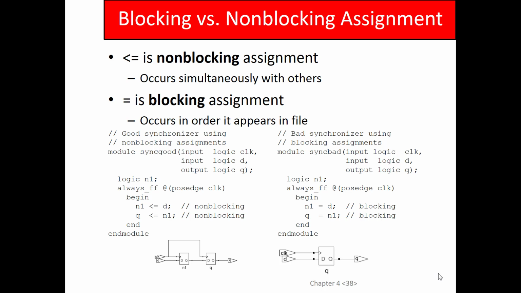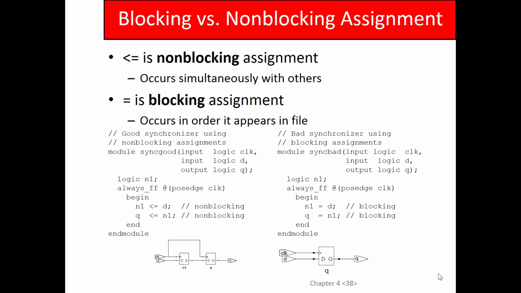So in this example that they have, you say always at flip-flop posedge clock. The clock edge occurs, the always statement gets activated, and it writes N1 inside here. It updates N1. Then in the very next line of code, it uses N1 to assign to Q.